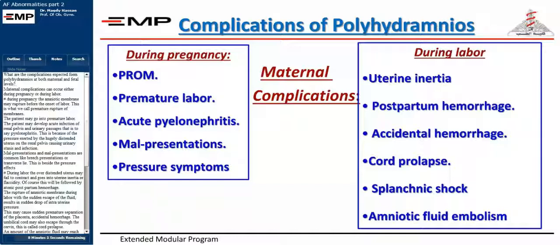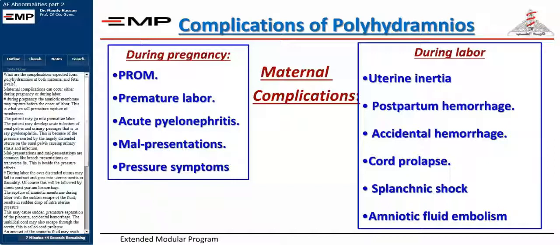Malpresentations are common, like breech presentations or transverse lie. This is beside the pressure effects. During labor, the over-distended uterus may fail to contract and goes into uterine inertia or flaccidity. Of course, this will be followed by atonic postpartum hemorrhage.